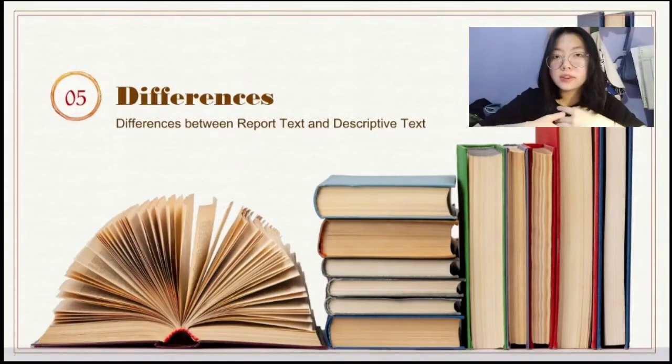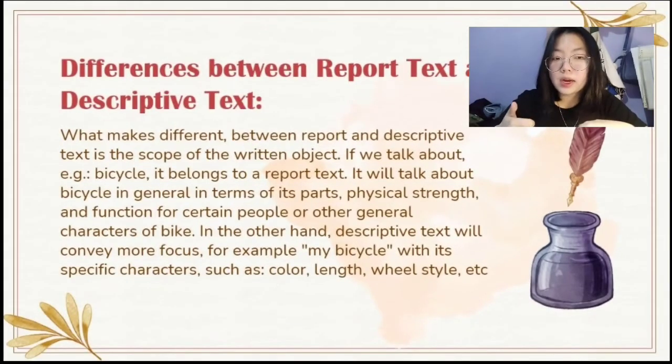Now, let's talk about the differences between report text and descriptive text. What makes them different is the scope of the written object. If we talk about, for example, a bicycle, it belongs to a report text. It will talk about bicycles in general in terms of their parts, physical strength, and function for certain people or other general characteristics of bikes. On the other hand, descriptive text will convey more focus. For example, my bicycle with its specific characteristics, such as color, length, wheel style, etc.